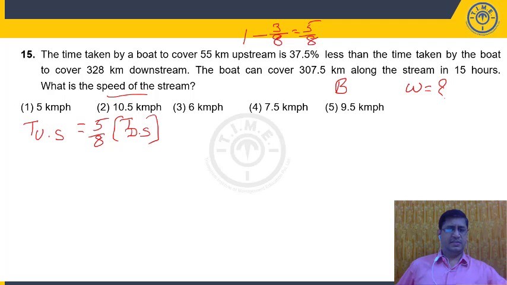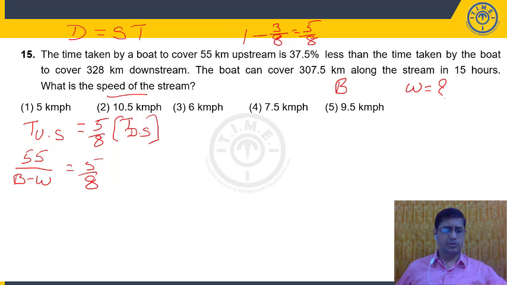What is the distance covered here? Distance is equal to speed into time, so time is equal to distance by speed. Distance in the upstream is 55 km, and what about the upstream speed? B minus W, equal to 5 by 8 of the downstream time. And what about the downstream? Time is distance by speed, so it is 328 by B plus W.